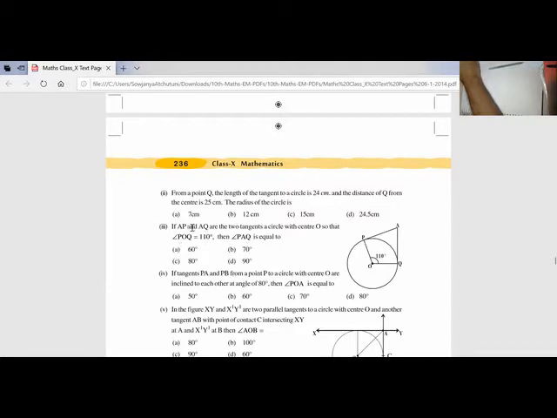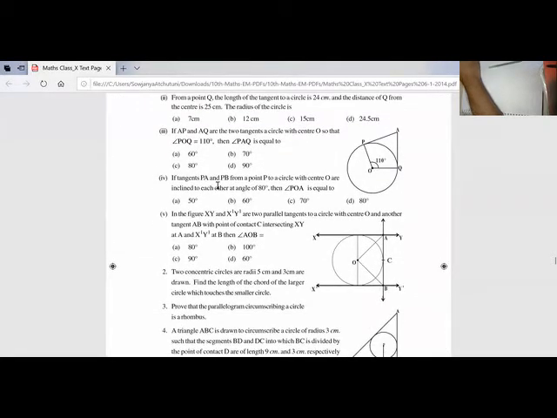Now let us see the third one. If AP and AQ are two tangents of a circle with center O, these two are equal. So POQ is 110. Then what is PAQ? We have seen this is 180 minus 2 theta. So 70 is the 2 theta. So this side, when we put a line here, 2 theta is 70. So the answer is 70. You see here, if tangents PA, PB drawn from a point P to a circle with center O are inclined to each other at 80 degrees, that means 2 theta is 80. Then what is POA?